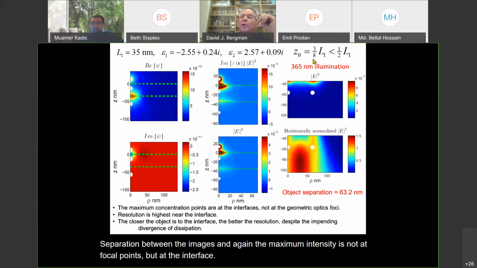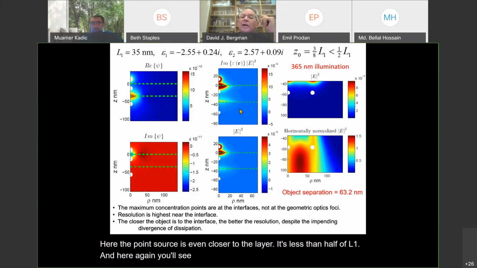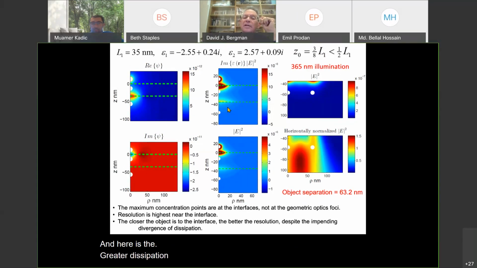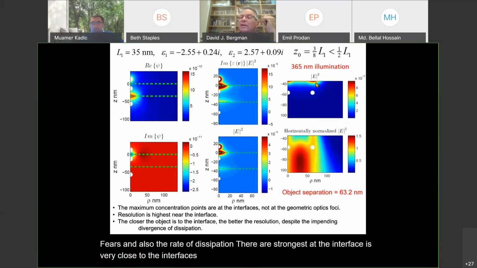Here, the point source is even closer to the layer. It's less than half of L1. And here again, you see the electric potential and E squared. And here is the rate of dissipation. And you see that these things are large. The field and also the rate of dissipation are strongest at the interfaces, very close to the interfaces. And here is the resolution. And in fact, the resolution is good now even for a smaller object separation.